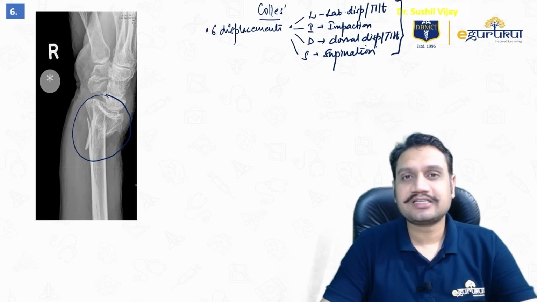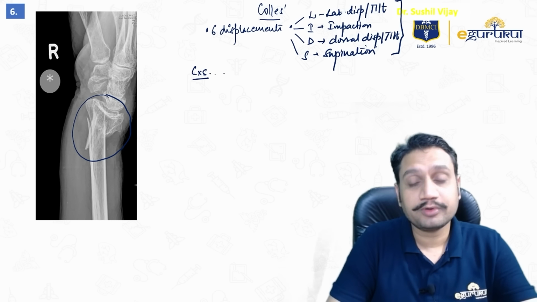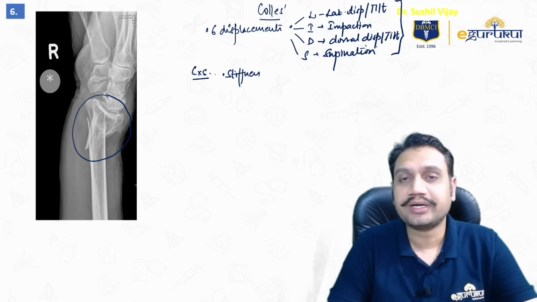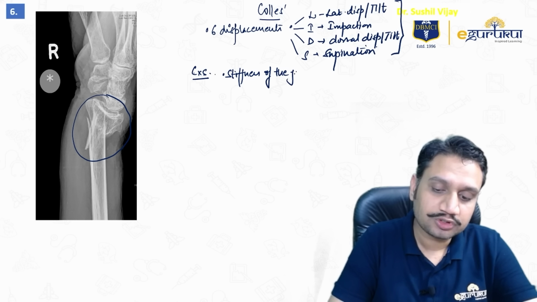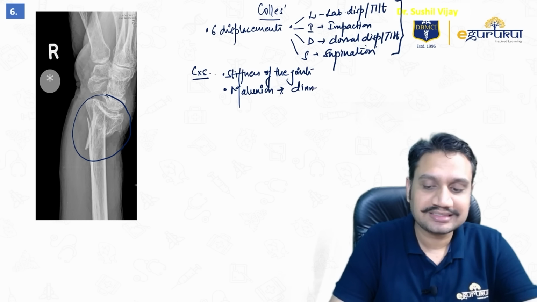Now Colles fracture, the complication related to the Colles fracture, the most common always remains stiffness of the finger joints, of the elbow joint, of the wrist joint, of the shoulder joint. So stiffness of the joint is the most common complication. But when they ask you about the deformity, then it is because of malunion, and the deformity you all know is known as dinner fork.